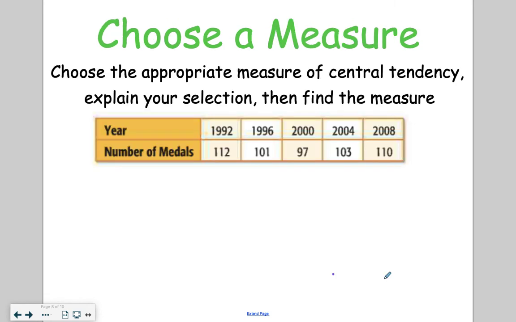So we're going to go ahead and choose a measure of central tendency that's appropriate for the data, explain the selection, and then find the measure. When we are looking at this, we've got 112, 101, 97, 103, and 110. There are no big gaps in the data, but there also are no outliers. So since there are no outliers, the mean is going to be our best option for measure of central tendency.